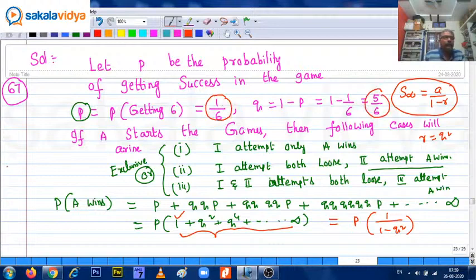Substitute. Probability of A winning, P of A, is equal to, now instead of remembering all these things, simply remember this formula. P is the probability of success, Q is the probability of failure. If A starts the game, P of A is equal to P upon 1 minus Q square. Leave all these things, simply remember this formula. So this is equal to, P is equal to 1 upon 6.